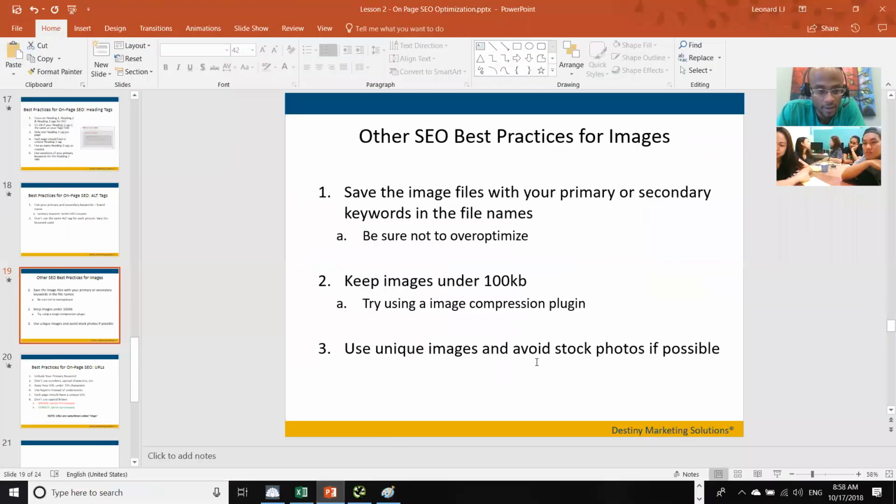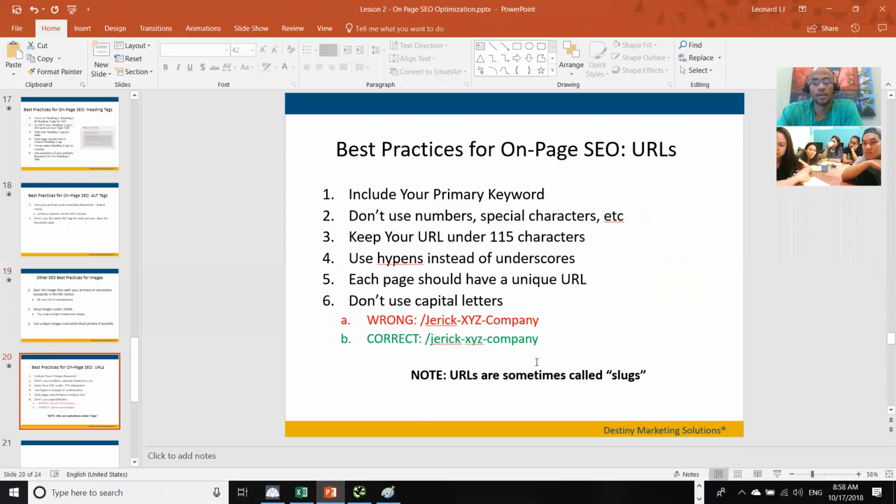Let's go back here. And then finally, the last thing before I show you how to actually do this on a WordPress website: your URLs. So your URLs, you want to make sure that you include your primary keyword. Don't use numbers, don't use special characters. Always make sure that it's actual letters, like A, B, C, D, E, F, and so forth. You want to keep your URL under 115 characters. You want to use hyphens instead of underscores.